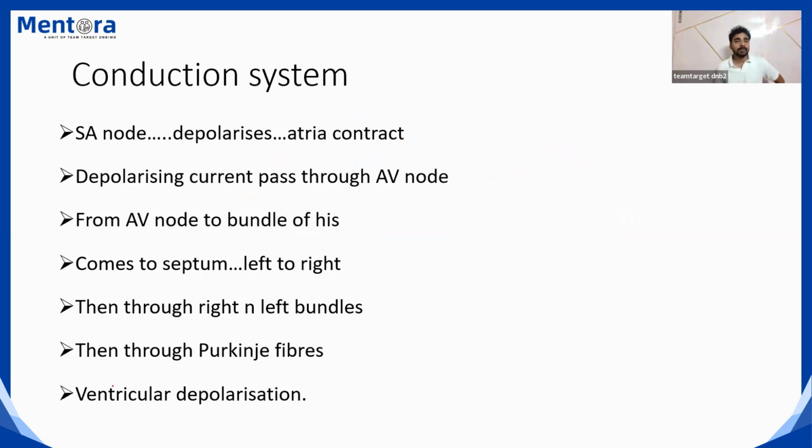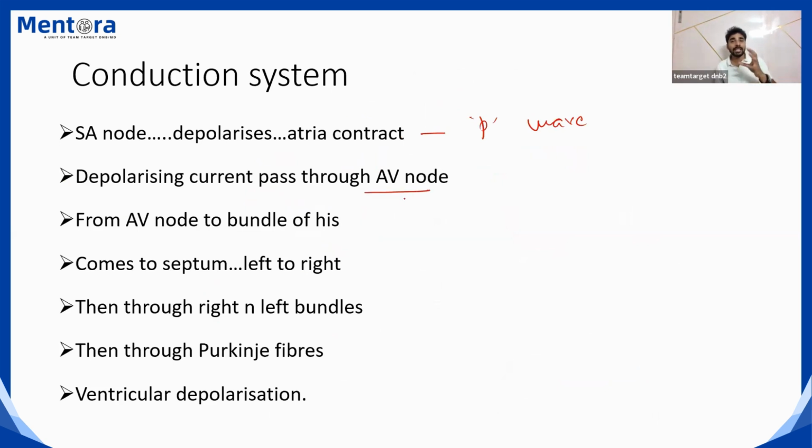So this is a conduction system. As we discussed, SA node, as it depolarizes, atria will contract, and this is represented by P wave in ECG. The atrial contraction is represented by P wave in ECG. So once atria is contracting, now the depolarization passes through the AV node.